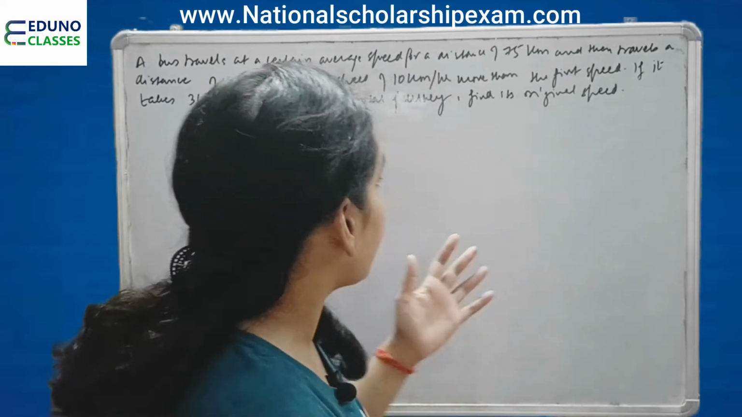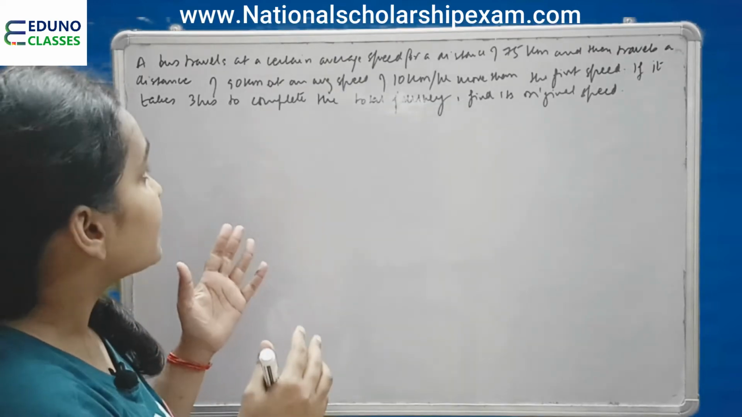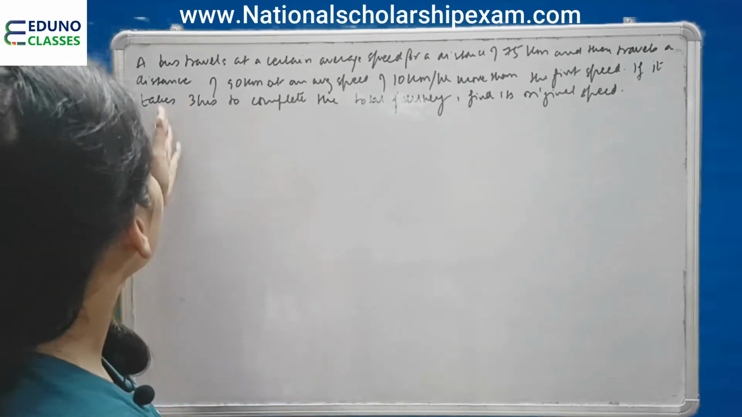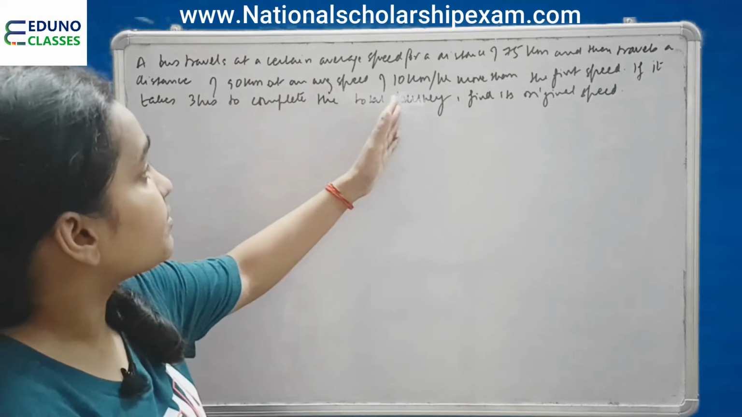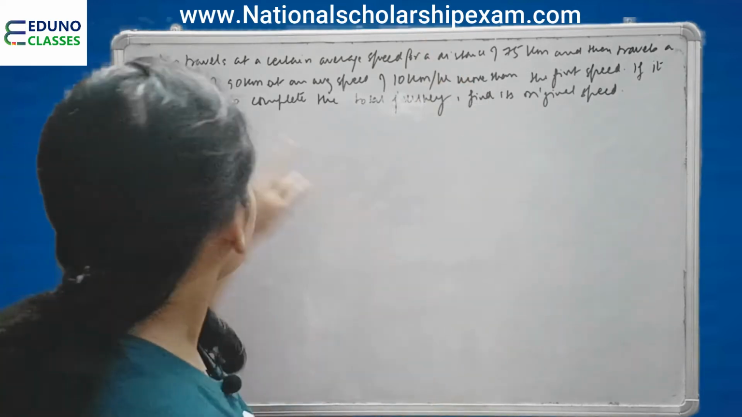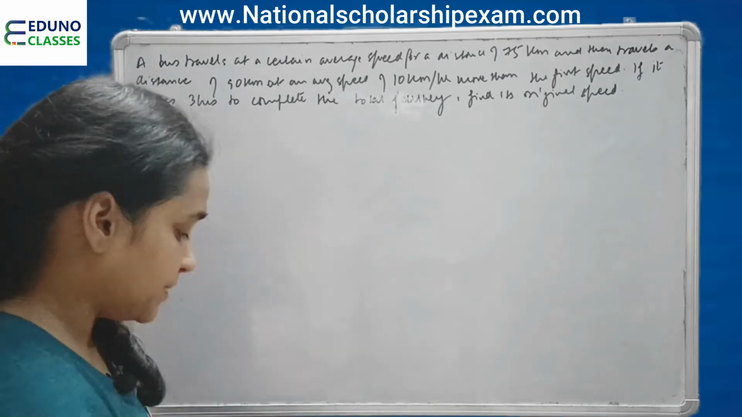So here we have this question on the board. Let us first read the question. A bus travels at a certain average speed for a distance of 75 km and then travels a distance of 90 km at an average speed of 10 km more than the first speed. If it takes 3 hours to complete the total journey, find the original speed.